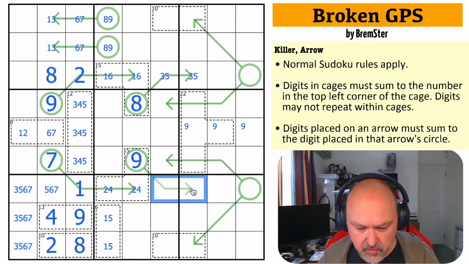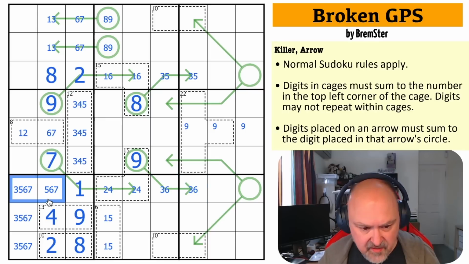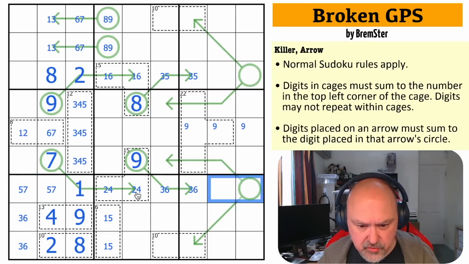This 9 arrow now can't be 1, 8, 2, 7, or 4, 5. So it's 3, 6, which takes 3 out of there and 6 out of those. This is 5, 7, and I take 5, 7 out of those. This is now a pair. 1, 2, 3, 4, 5, 6, 7. This is an 8, 9 pair.